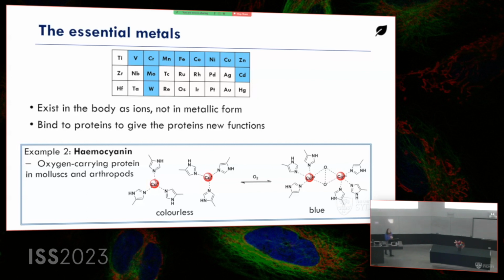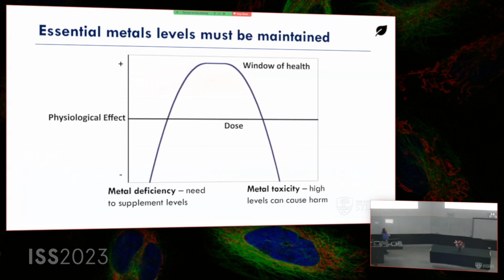And these proteins, we always think of proteins as organic molecules made of carbon and hydrogen and nitrogen and oxygen, but in fact, over half of proteins contain metals. They won't function without metals there. So essential metals are really important to us. If we don't have enough essential metal, we will not survive.